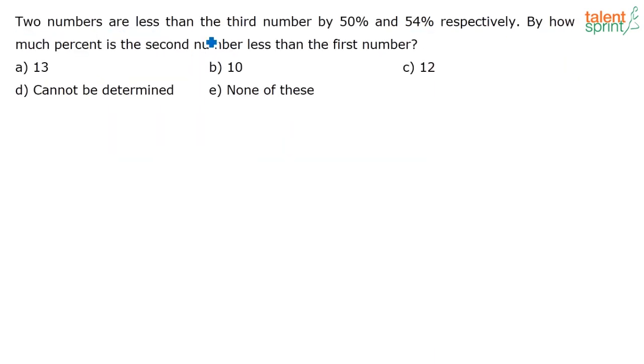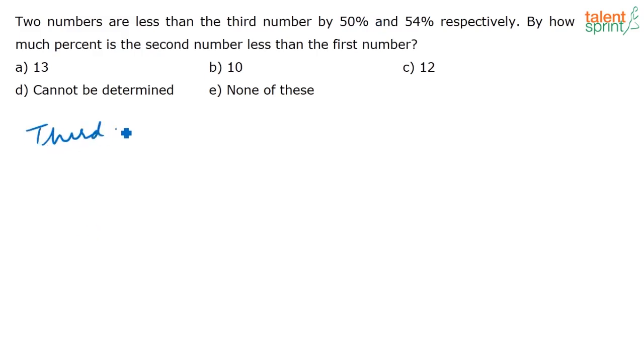Two numbers are less than the third number by 50% and 54% respectively. By how much percent is the second number less than the first number? A lot of you are getting the answer as E. See, how do we do it? There are two numbers less than a third number by 50% and 54%. So, how do we do it?